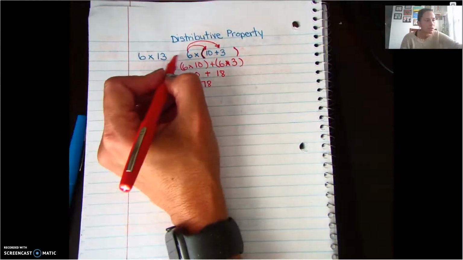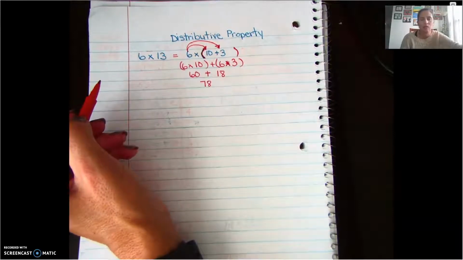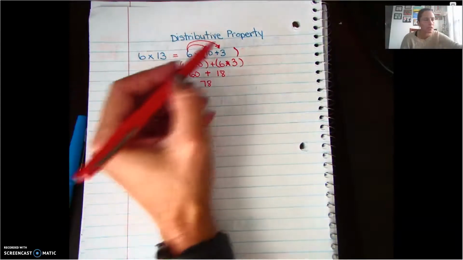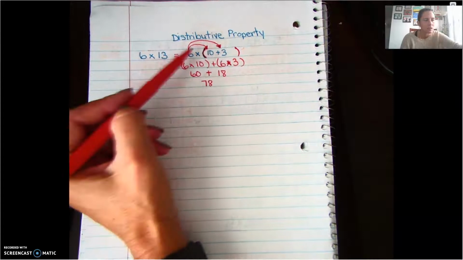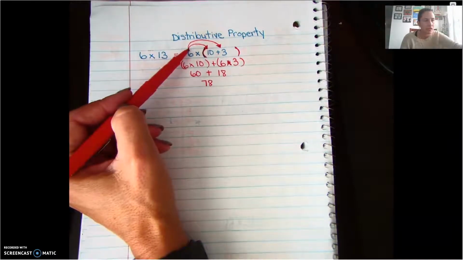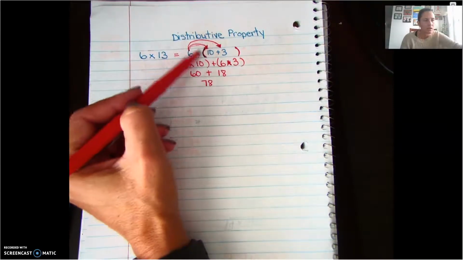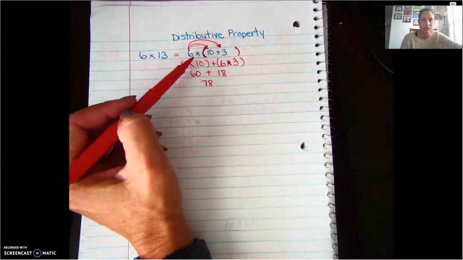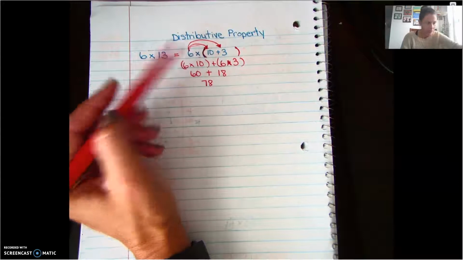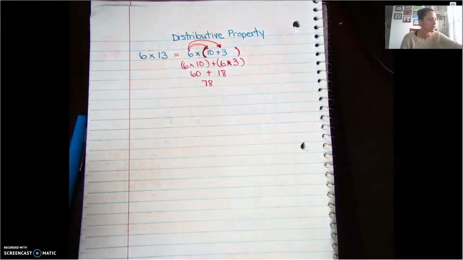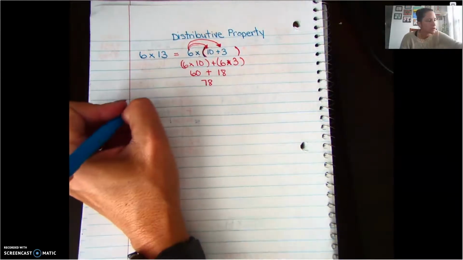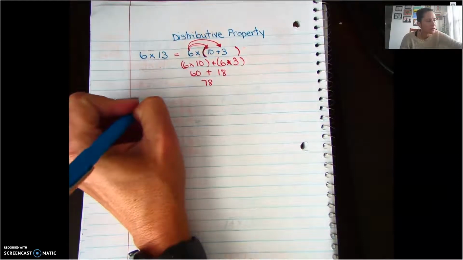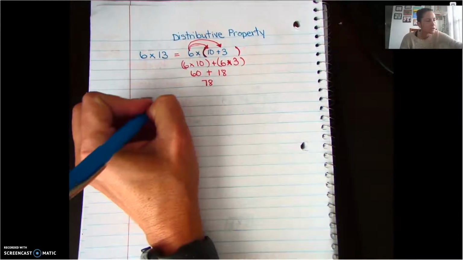So these are two ways, and I know that was really confusing, but I promise we'll practice it so it makes sense. So the distributive property means that we are going to give this first number to everything that's inside those parentheses. So let's look at a different one. Let's do 5 times 28.